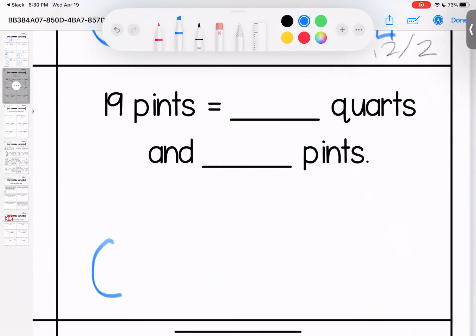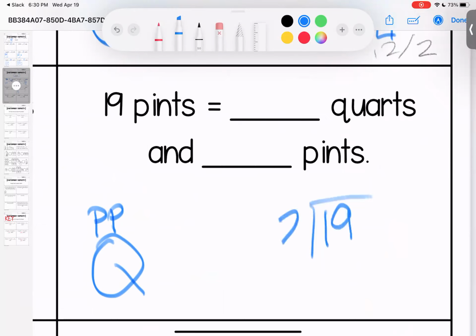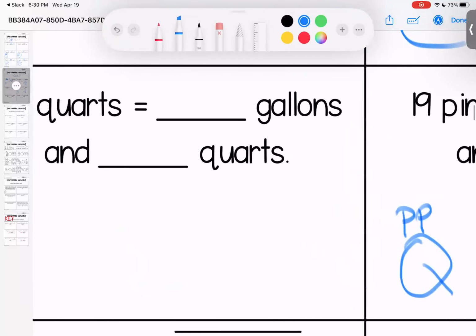Pints to quarts. Well, our queen had a prince and a princess. So if we want to divide pints to quarts, we're going to have to do 19 divided by 2. When we do that, we get 8. I'm sorry, not 8. We can go more. We get 9. Because 9 and 9 is 18, leaving me with 1. 9 quarts, 1 pint left over.